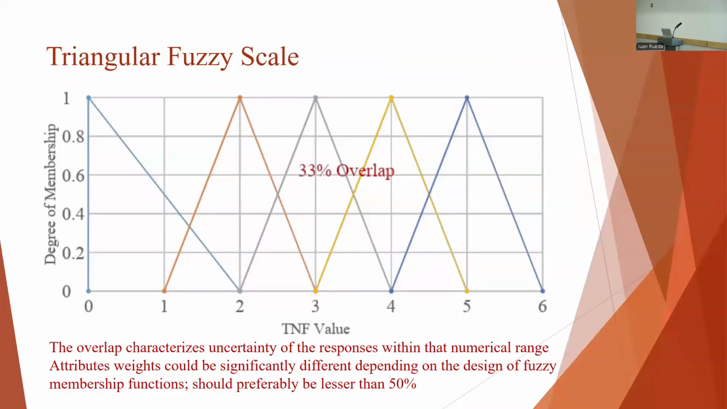So here's our triangular scale. We have about a 33% overlap, and the more overlap you have is bad, but you want to have a certain amount of overlap that helps you characterize the uncertainty in your responses.